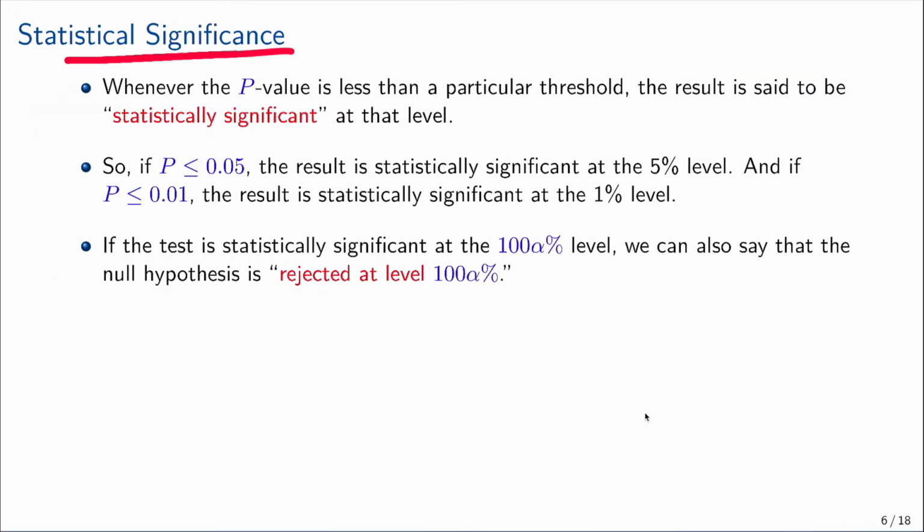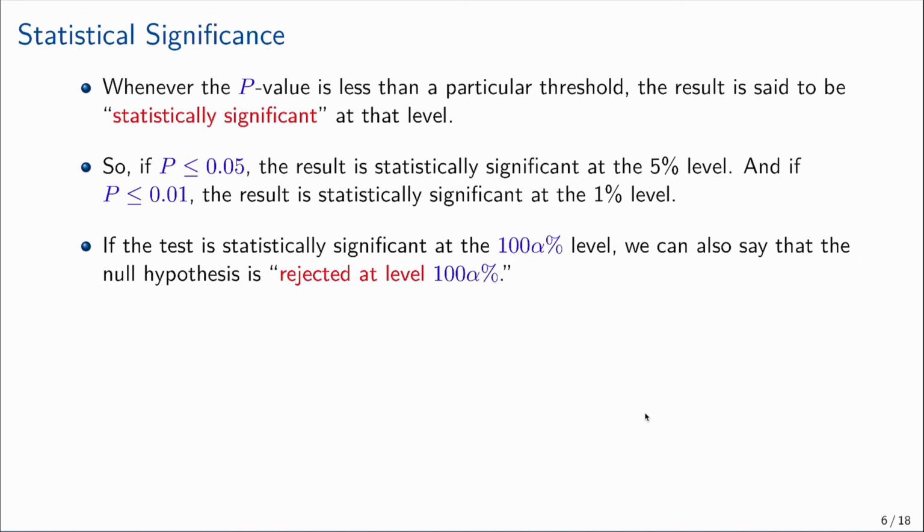Statistical significance. Whenever the p-value is less than a particular threshold, the result is said to be statistically significant at that level. So if p is less than 0.05, the result is statistically significant at the 5% level. And if the probability is less than or equal to 0.01, the result is statistically significant at the 1% level. If the test is statistically significant at the 100 alpha level, we can also say that the null hypothesis is rejected at the level 100 alpha %.